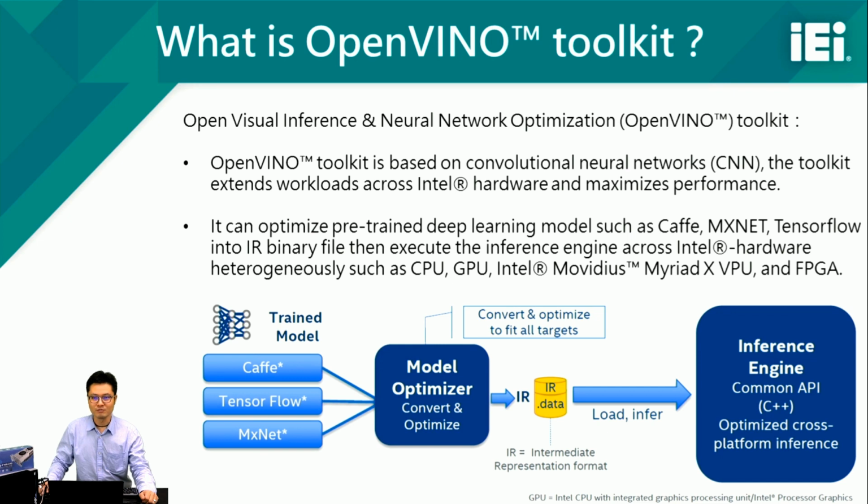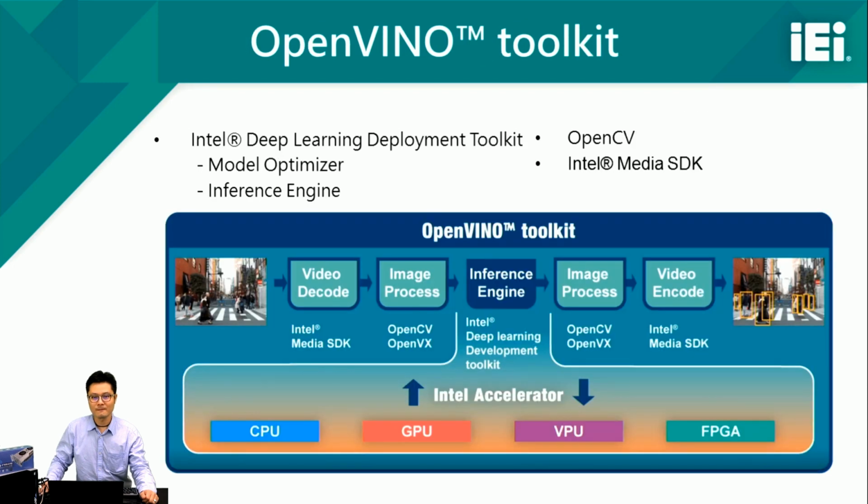OpenVINO is short for Open Visual Inference and Neural Network Optimization. It's an Intel open source SDK that can convert popular frameworks into Intel acceleration hardware. The heterogeneous feature allows it to work on different acceleration platforms, such as CPU, integrated GPU, FPGA, and VPU.